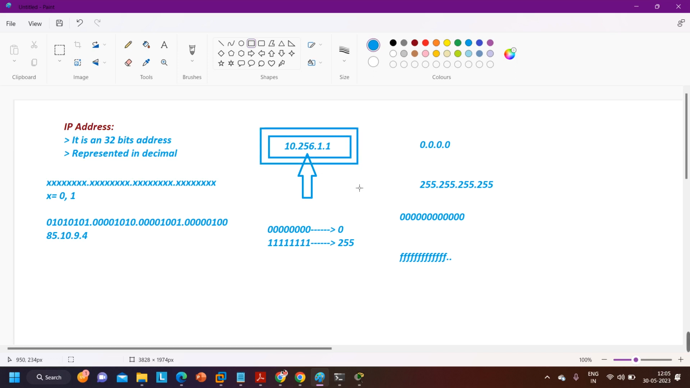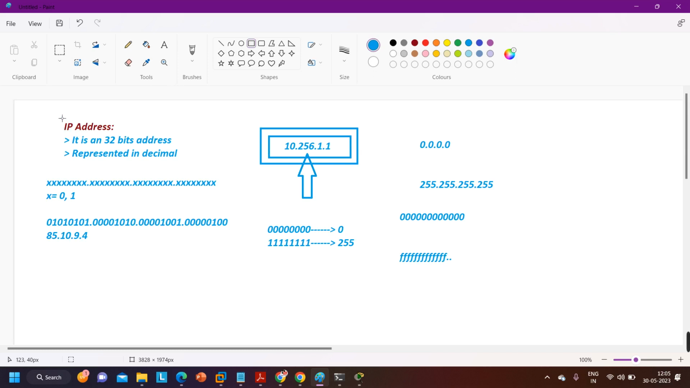And they can ask you the reason as well, that why this IP address is invalid. So make sure you have knowledge that in each field, the value can be 0 to 255 only. Now see, we have some classes in IPv4 address.